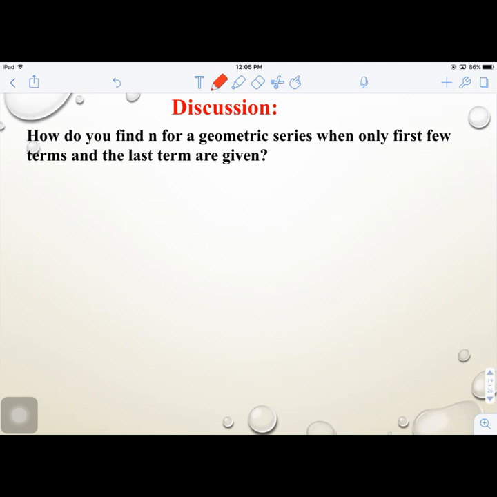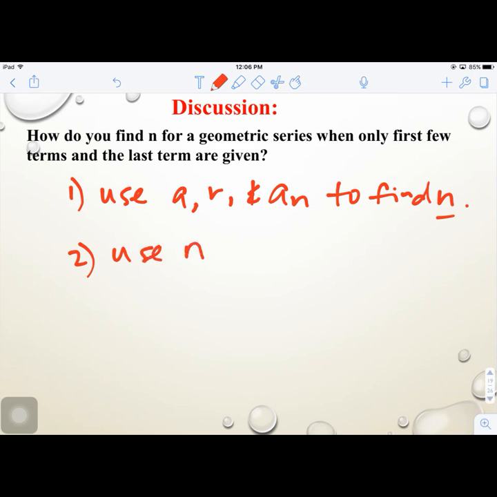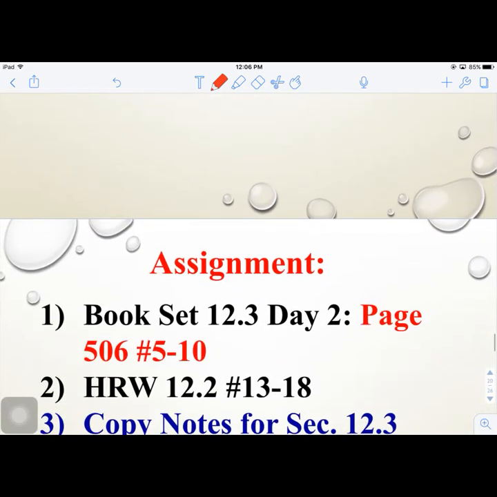How do you find n for a geometric series when only the first few terms and the last term are given? So that is just like the examples that we have done today. In example 1, there were a few examples. So first, we need to use a, r, and the last term to find n. So we know how many terms. And then use n and the sum formula to find the sum once we figure out n. That's the discussion question.